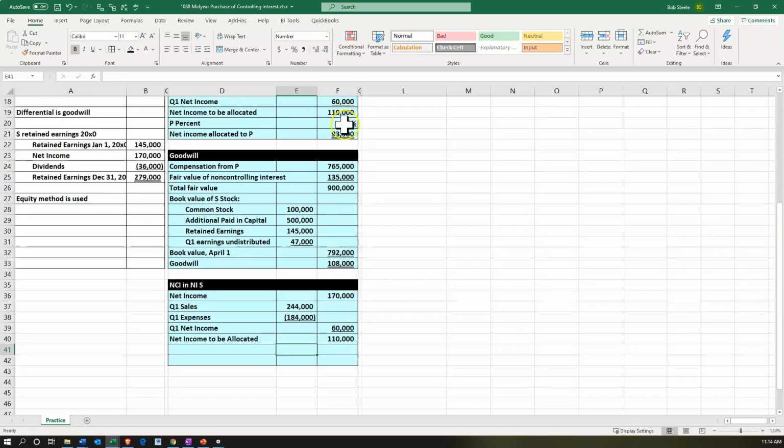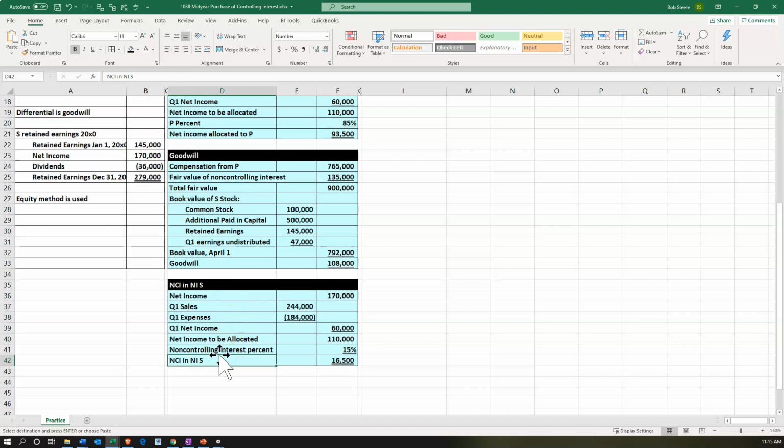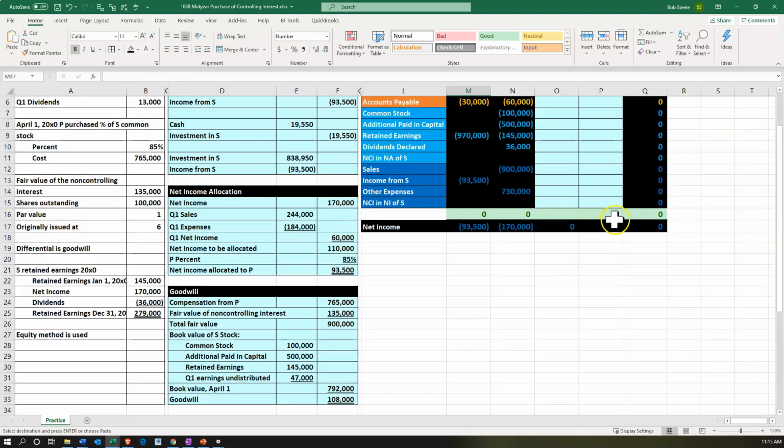You can see the calculation up top. We took 85% for P's portion. Now we're taking the portion for the non-controlling interest, which of course will be the difference between the 1 and 85%, or 15%. So I'm going to say this will equal 1 minus the 85% controlling interest, and that'll be the 15. So that 110 then times the 15 gives us our non-controlling interest in S. So that 16,500, that's what we expect to be here at the end of the process.